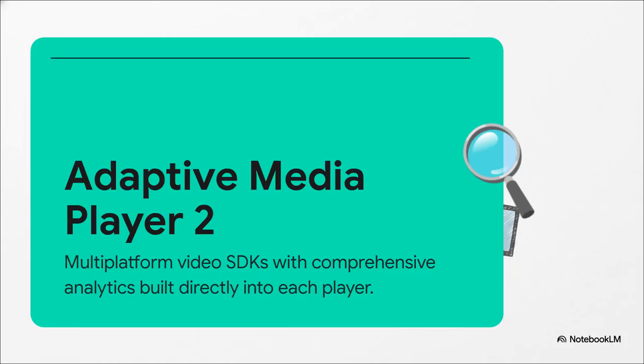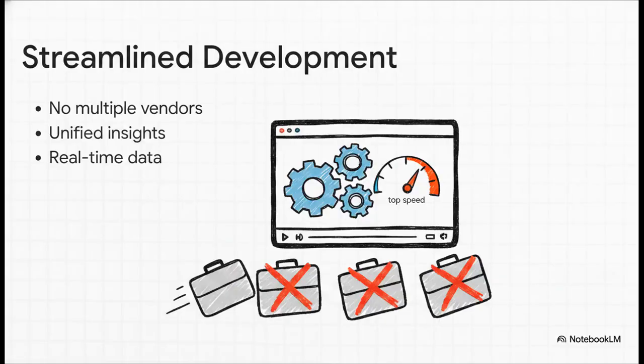This brings us to Akamai's Adaptive Media Player 2, or AMP2. At its core, AMP2 provides multi-platform video SDKs powered by Bitmovin. But here is the real game changer. Comprehensive analytics are built directly into each player. We are literally shifting the entire narrative from that fragmented, piecemeal data collection we just talked about straight to complete, seamless unification. Let's break down exactly how this built-in approach actually works to streamline video development.